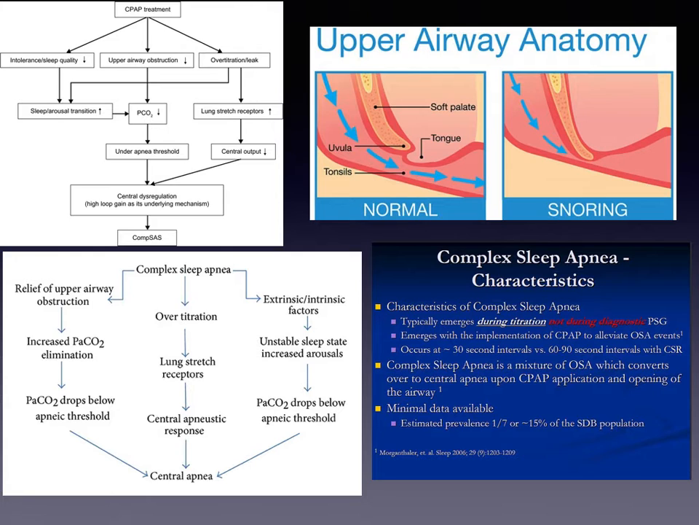So loop gain is a measure of the stability or instability in the ventilatory control system. It's the ratio of a corrective response to a disturbance. So if corrective responses are greater than the disturbance, then small disturbances can lead to self-sustaining oscillations. Those with high loop gain are prone to instability, whereas those with low loop gain are resistant to periodic breathing.